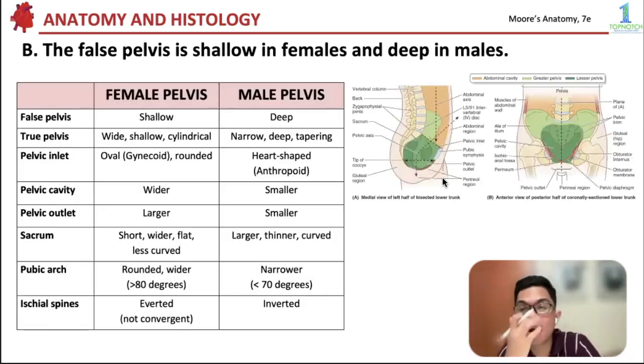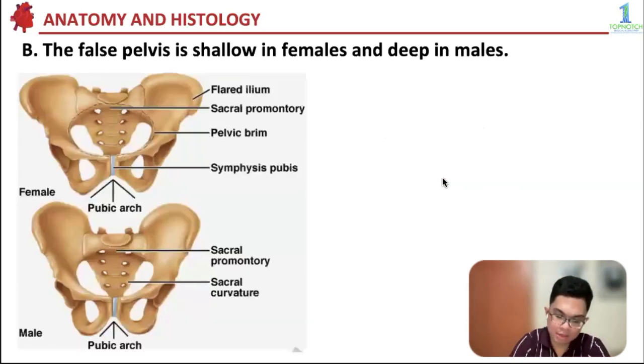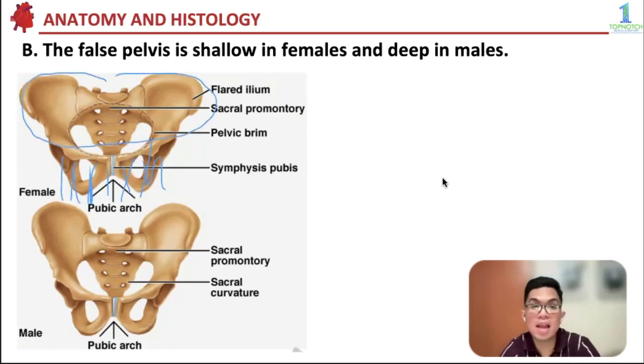And in females, ano yung purpose ng pelvis nila? It's mainly for childbirth, for reproduction, or sa obstetrics, basically. So to accommodate the baby, the true pelvis of the females has to be wider. The pelvic outlet has to be larger, and the ischial spines should not be convergent on each other. So the females, yung below, the area below is more important. Kaya shallow na lang yung false pelvis nila kasi it also wants to accommodate the growing fetus.